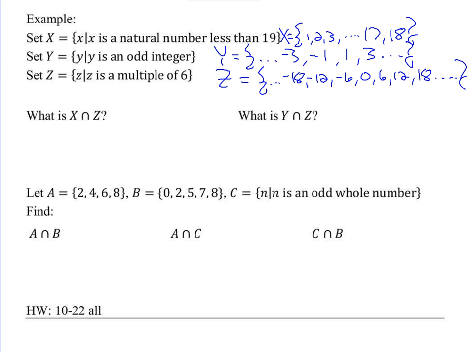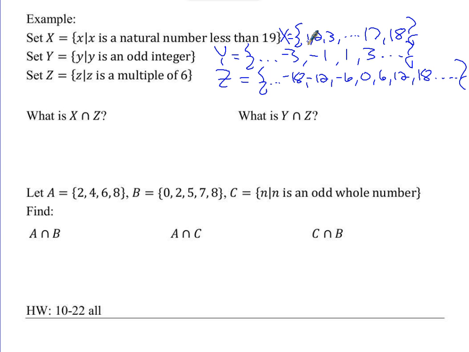Okay, now that I have these written out in roster form, or at least as best as I can, because I can't write all these numbers down with infinite sets, we want X intersect Z, which means I want to look at the sets X and Z and decide what numbers are overlapping, what numbers are being repeated by both sets. So here's X on top, here's Z on the bottom. Which numbers are being repeated?